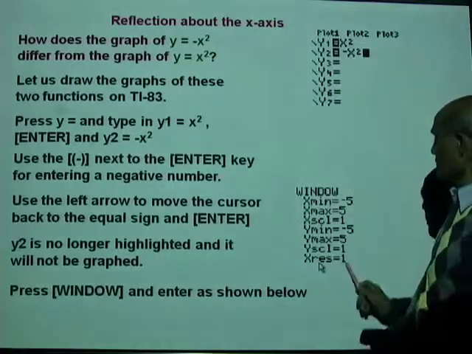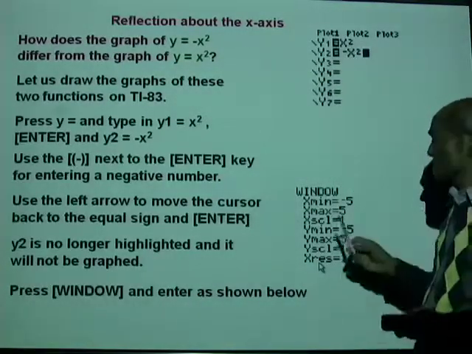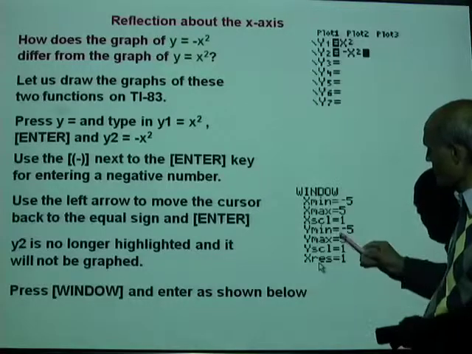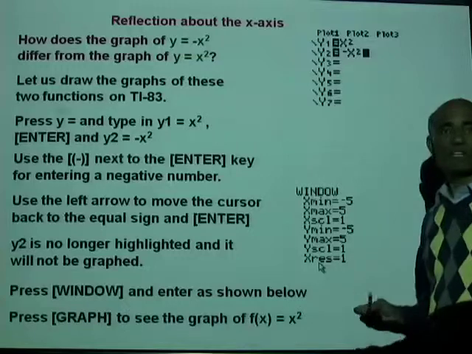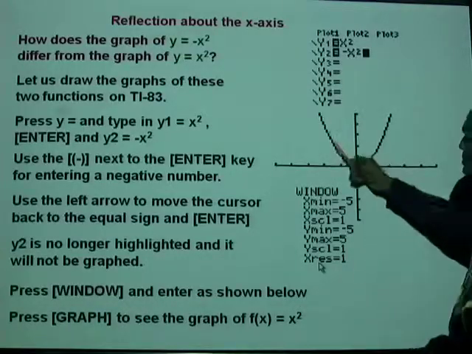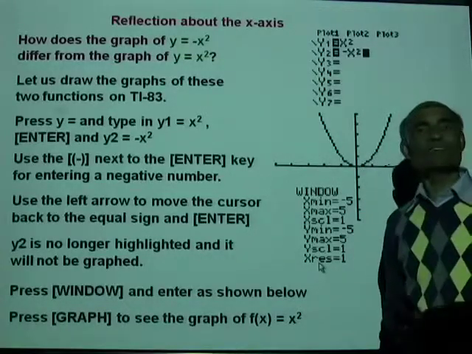Now set this window: x minimum negative 5, x maximum 5, y minimum negative 5, y maximum 5, and draw the graph. You will see the graph of y equal to x squared.